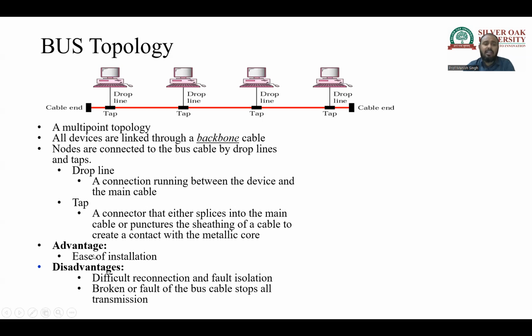Then what is the advantage? Ease of installation. You can easily install this bus topology. Then what are the disadvantages of bus topology? Difficult reconnection and fault isolation, because all the devices are connected to a backbone cable, so it is very difficult to find the faults and troubleshoot them. A break or fault in the bus cable stops all the transmission. If the backbone cable breaks, the whole network goes down. So this is the working of bus topology and its advantages and disadvantages.